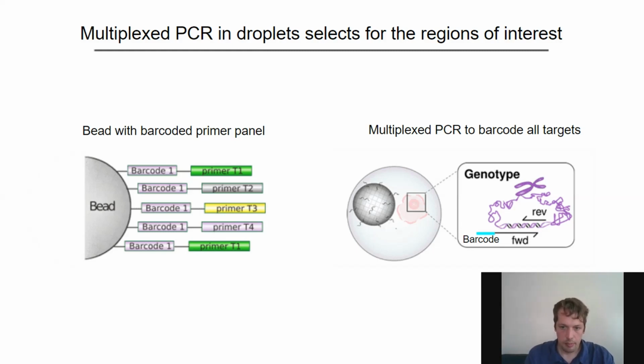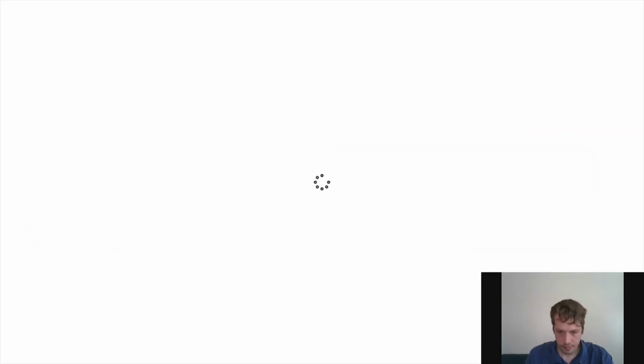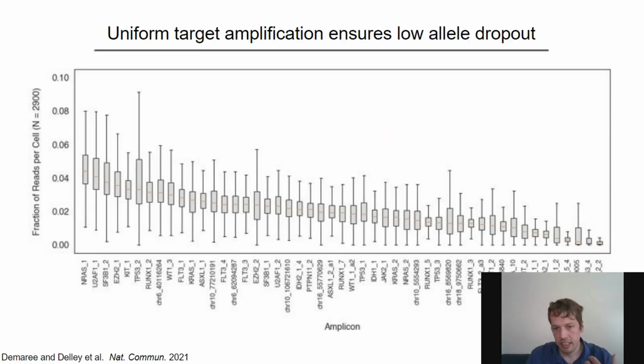We can then, after the PCR, harvest again these droplets and extract the amplicons. And what we would like to see is equal amplification of each of these targets in all the cells and over all the targets. And so what I'm plotting here is on the x-axis the different targets, about 50 that we were targeting in this case, and the box plot gives the distribution of the amplicons found in the individual cells.